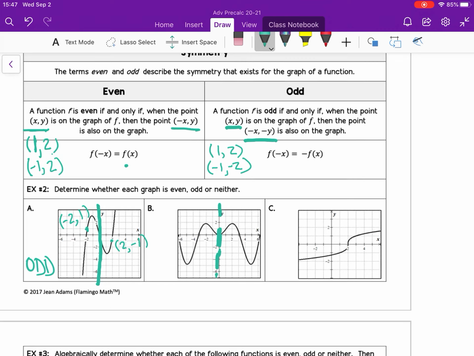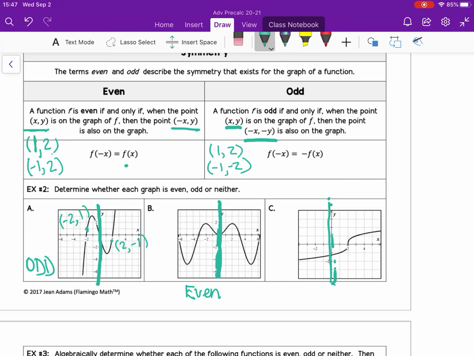This one, I always like to see if it's even first. So does the left look like the right? In this case, the answer is yes, so it is even. All right, what about this one? It is not even.